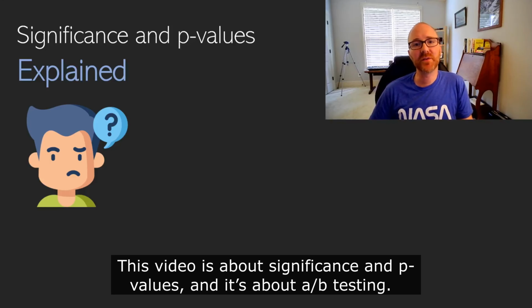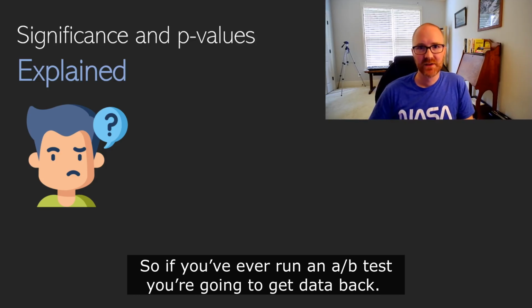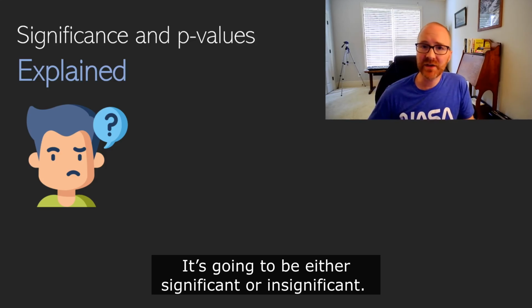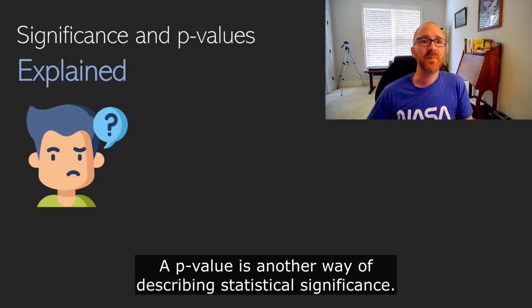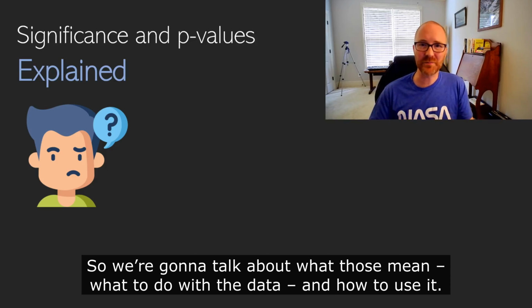This video is about significance and p-values, and it's about A/B testing. If you've ever run an A/B test, you're going to get data back. It's going to be either significant or insignificant. Those numbers are based off of a slightly arbitrary but should-be-standard value. A p-value is another way of describing statistical significance. So we're going to talk about what those mean, what to do with the data, and how to use it.